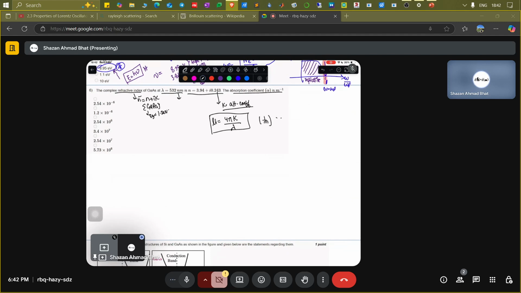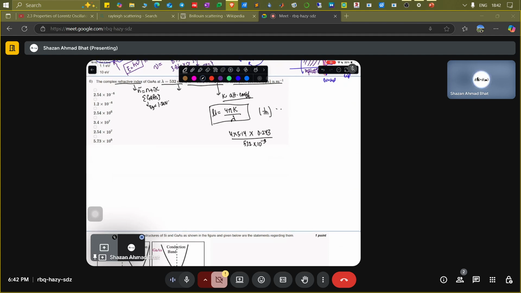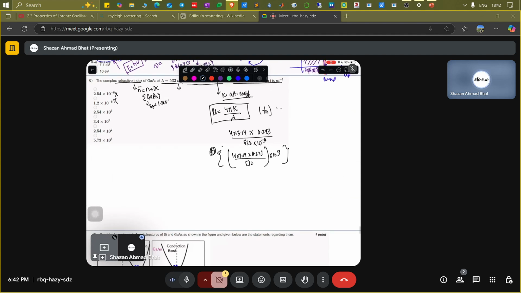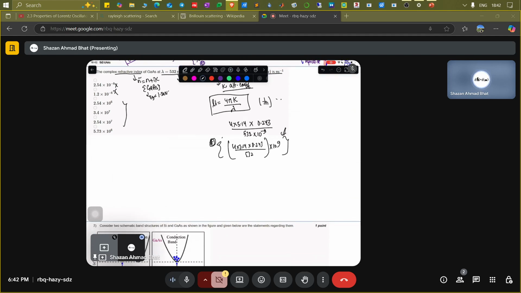Just put it there and you will get the exact value. So if we do 4 into 3.14 into 0.243 divided by 532 into 10 to the power minus 9, so you need to solve this and you will get the exact answer. It'll be around, I guess, 10 to the power 6. They don't sound logical, or do they? Yeah, they don't sound logical. So you just need to solve this equation.